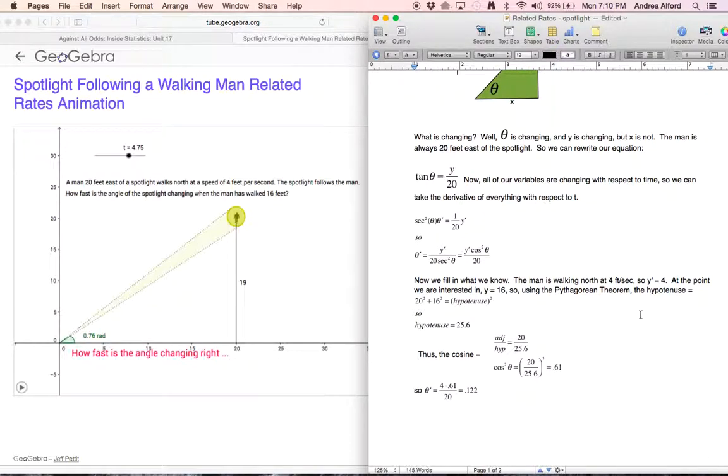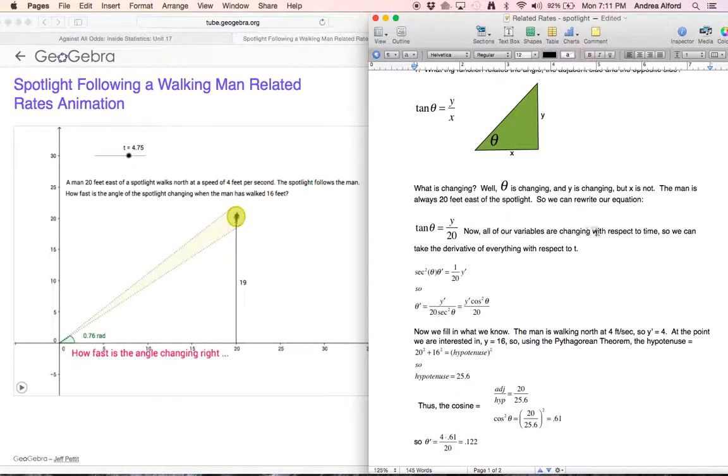The man is walking north at 4 feet per second, so y prime is 4. At the point we're interested in, the man has walked 16 feet. So if we use the Pythagorean theorem, the hypotenuse is the square root of 20 squared plus 16 squared, so it's 25.6. Why do I need to know this?